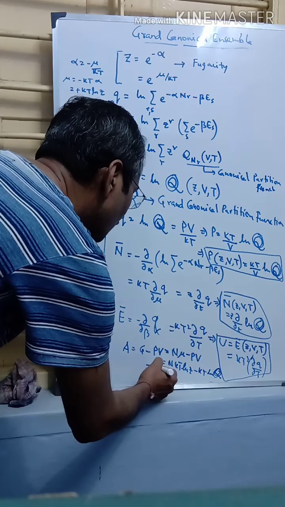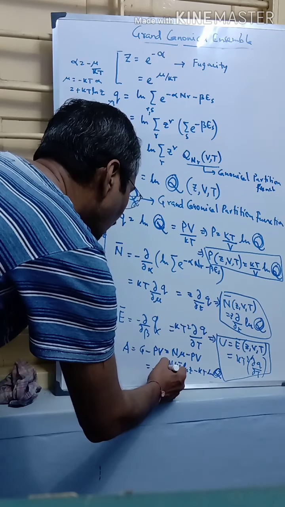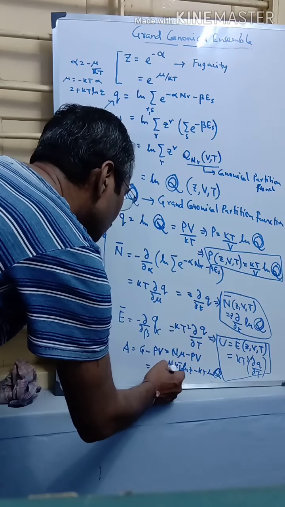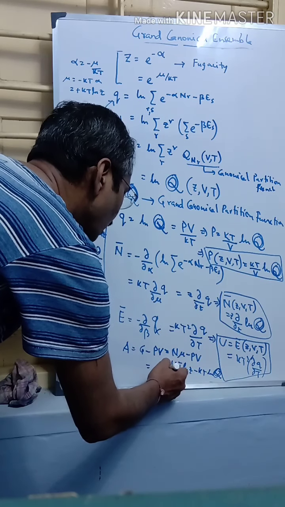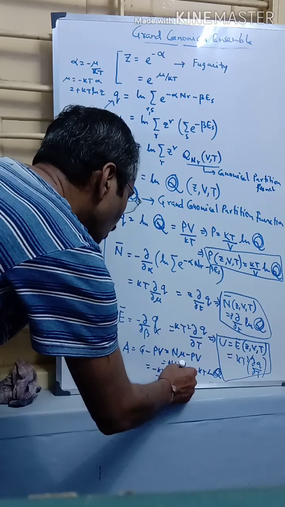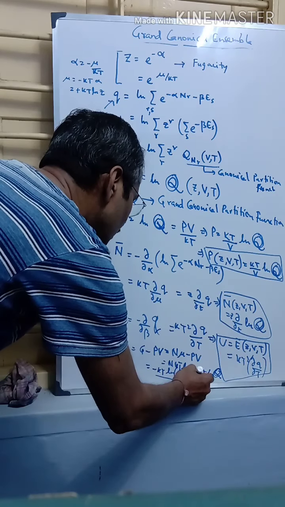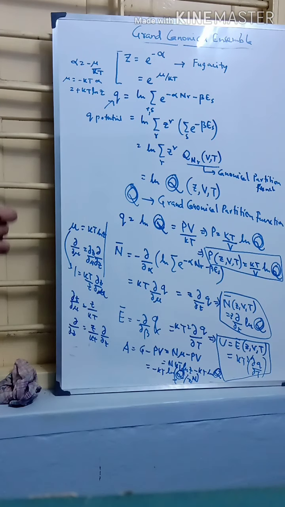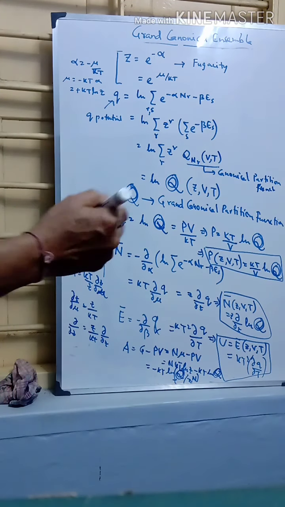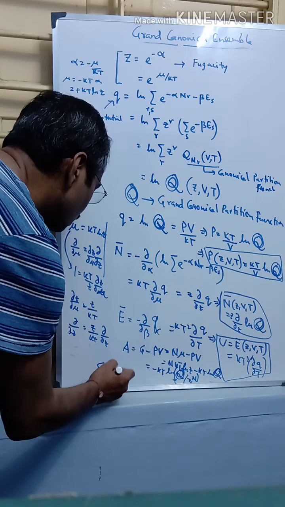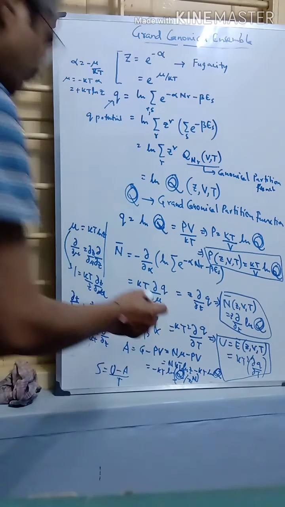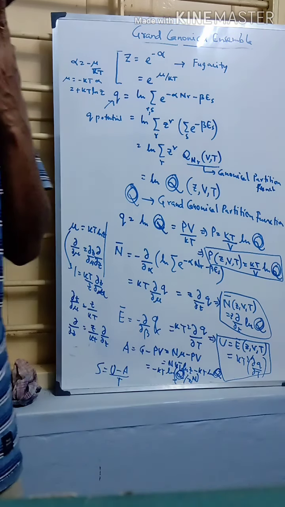So one can write again minus of kT ln of grand canonical partition function divided by q by z to the power N. So one can define the different thermodynamic functions. One can even arrive at the entropy, which is equal to U minus A by T. So from here U and A, you can arrive at the relation for the entropy.